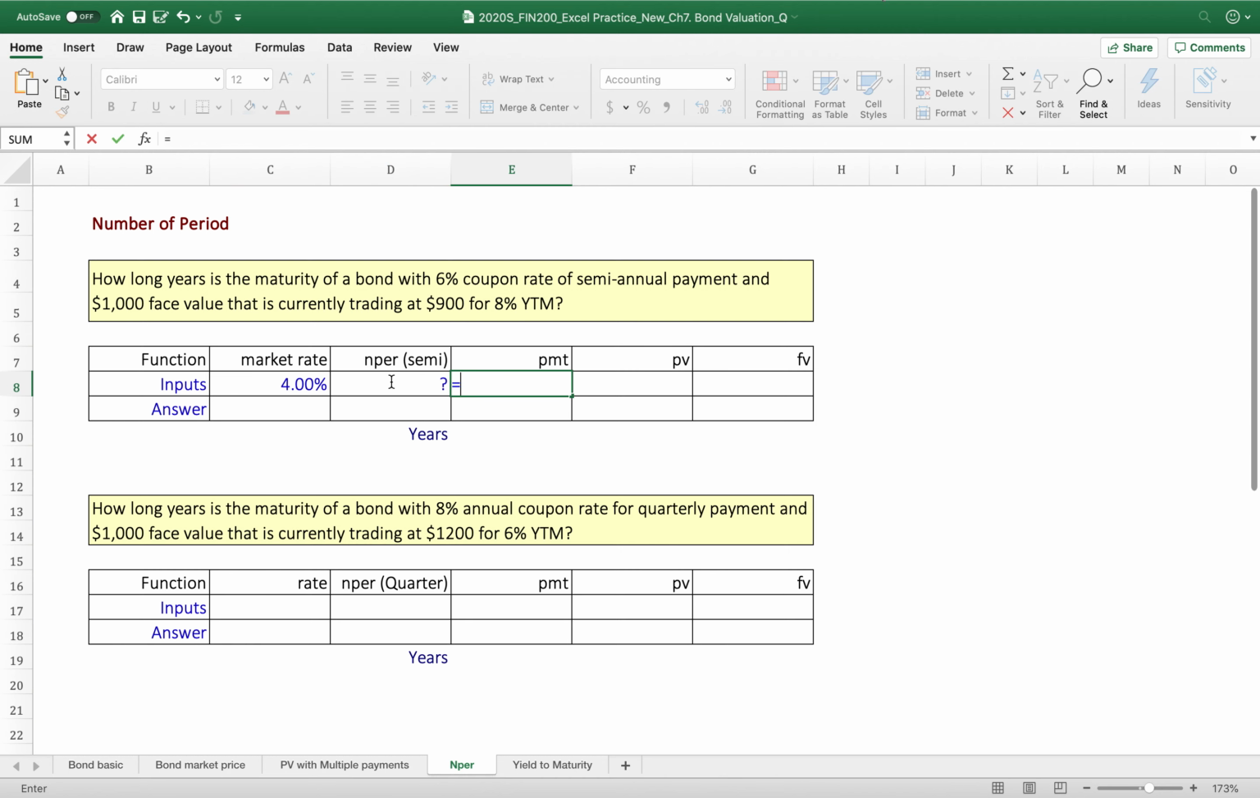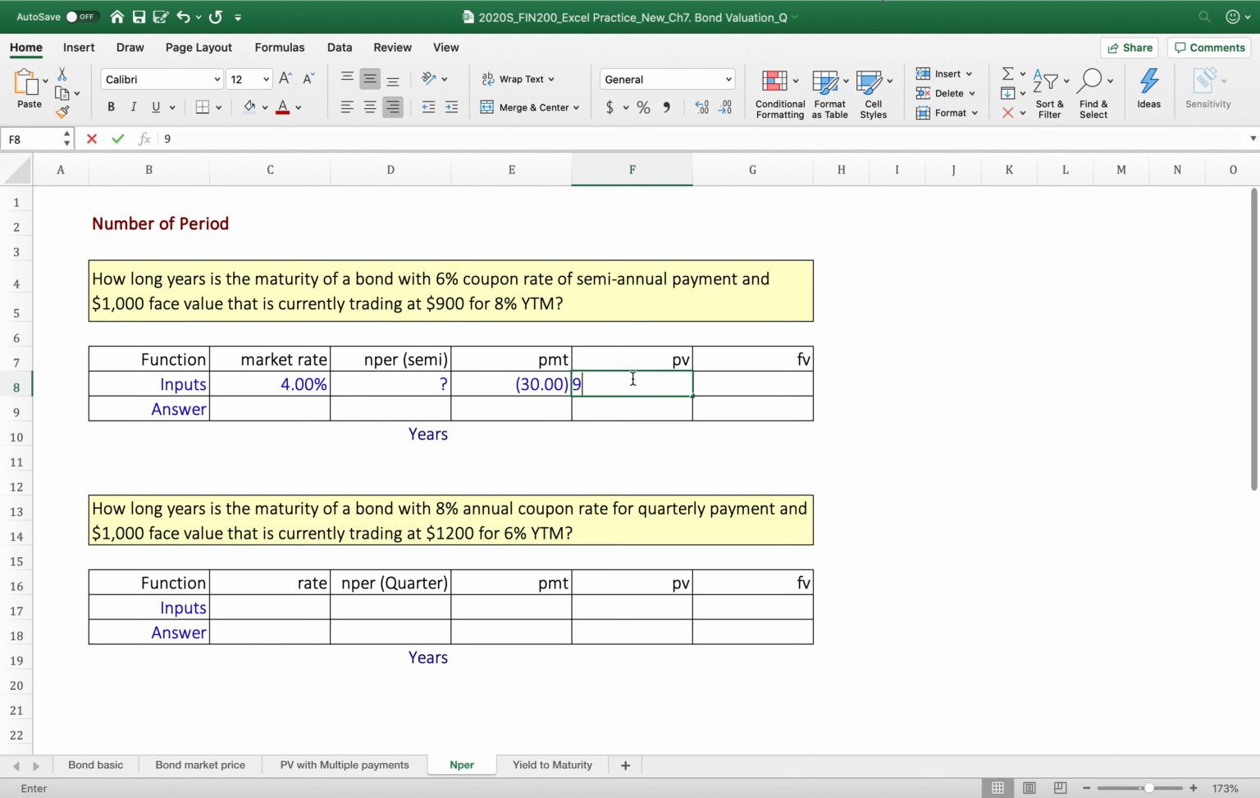For the payment, we use $1,000 par value times 6%. This is the annual coupon amount, but the coupon payment recurs every six months, so we have to divide by 2. Why do you put the negative sign there? Because when the company issues its bond, it has to distribute cash out every semi-annual period. So the $30 semi-annual coupon payment shows as a negative amount.